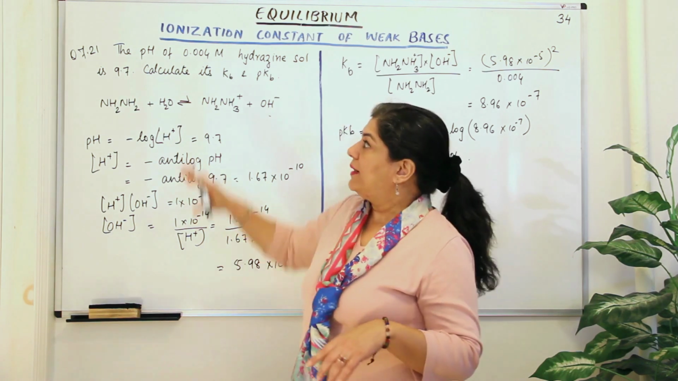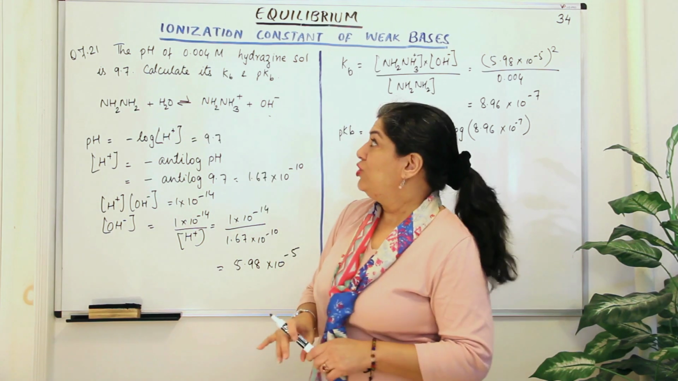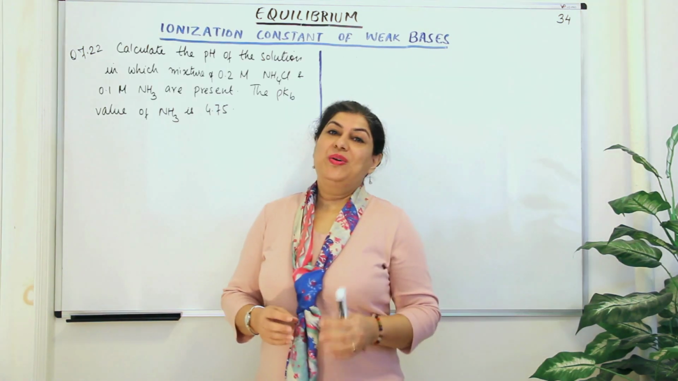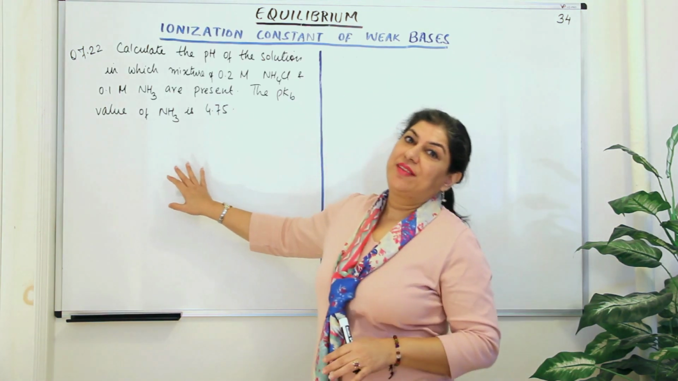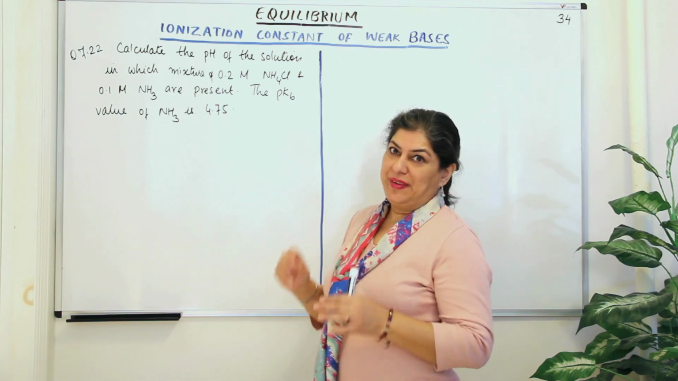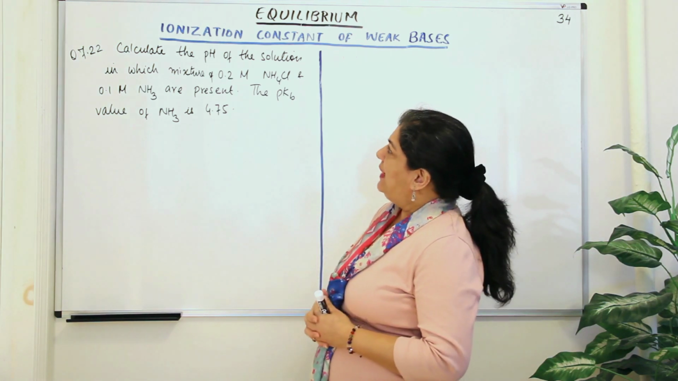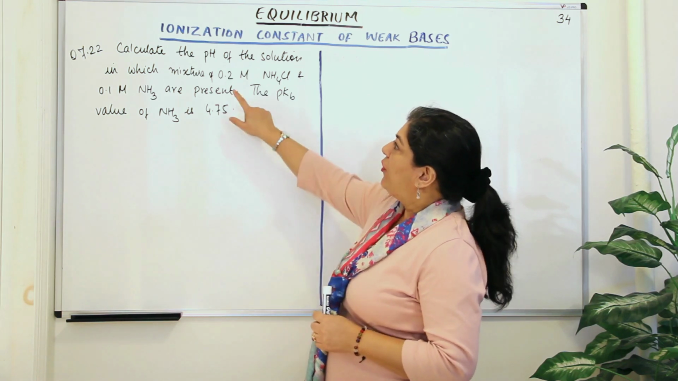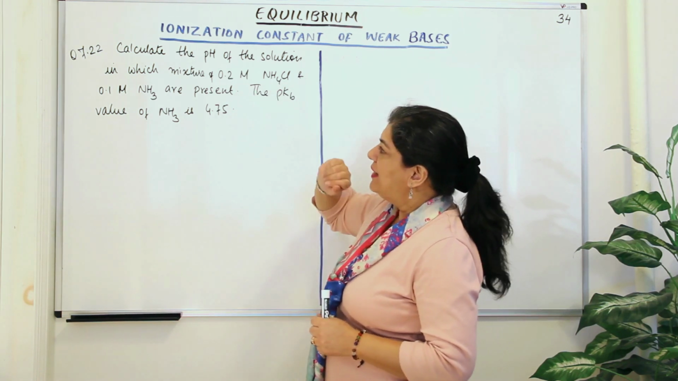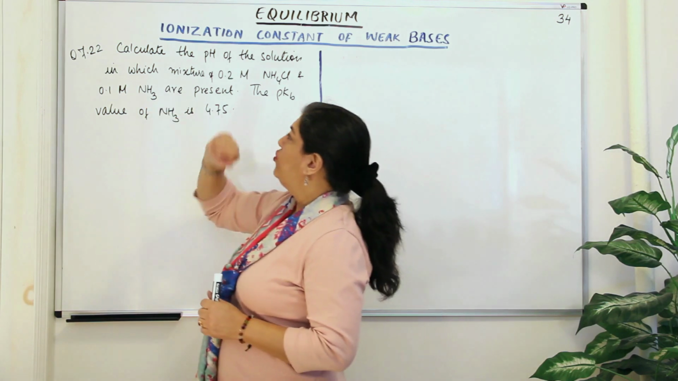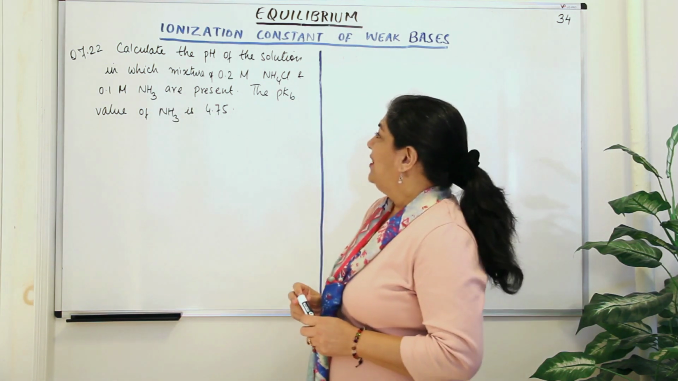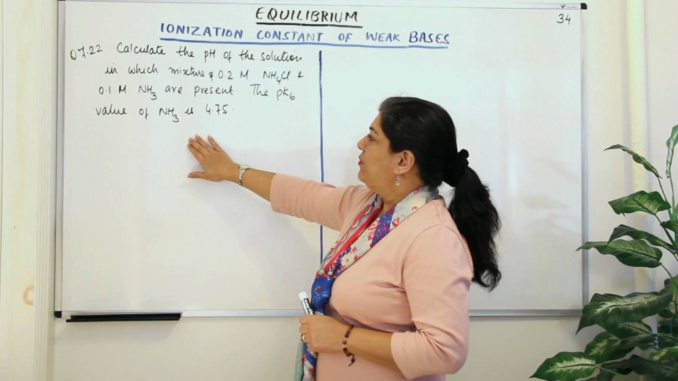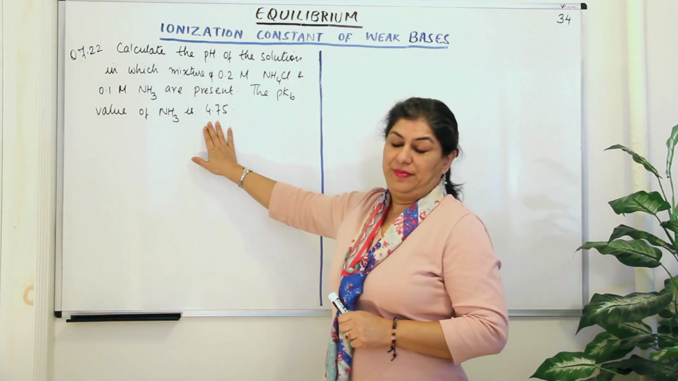Give me a moment, I'll now write down question 7.22. Okay, so now this is question 7.22. Let me read the question. You have to calculate the pH of the solution in which a mixture of 0.2 molar ammonium chloride and 0.1 molar ammonia are present. The pKb value of ammonia is given, which is 4.75.